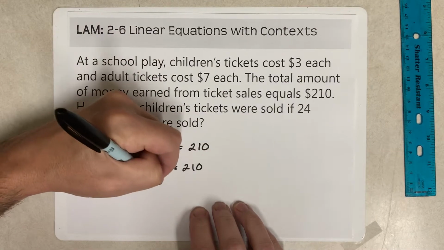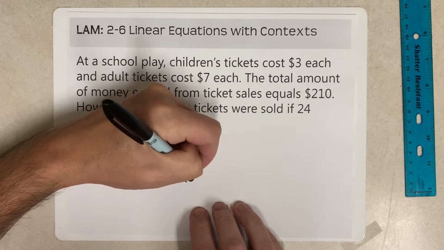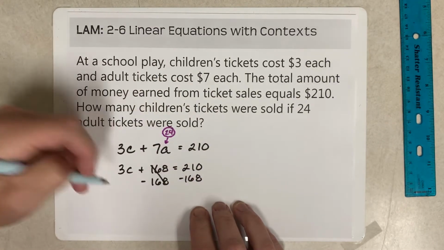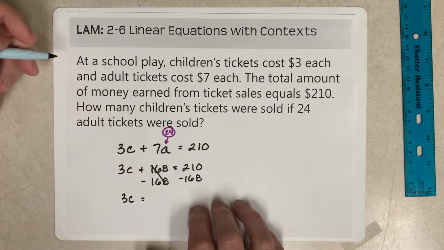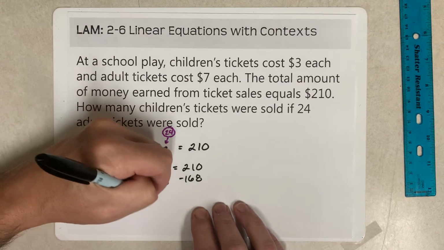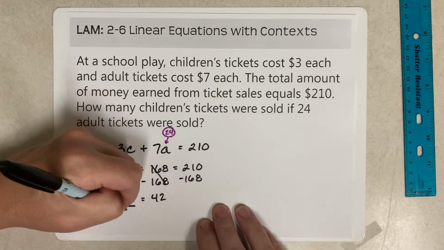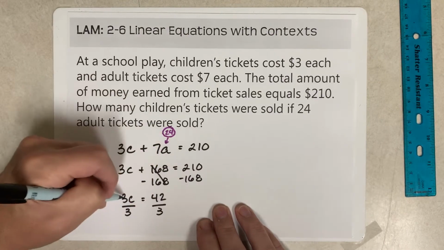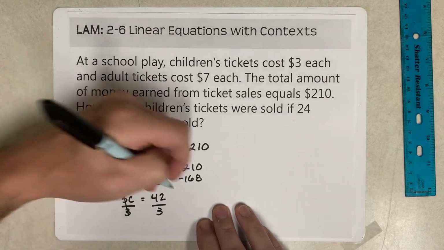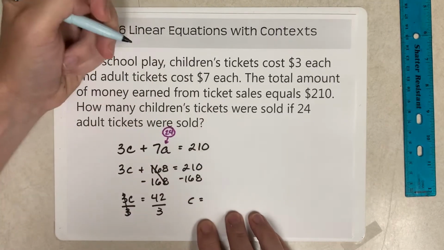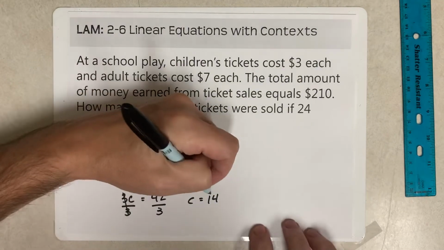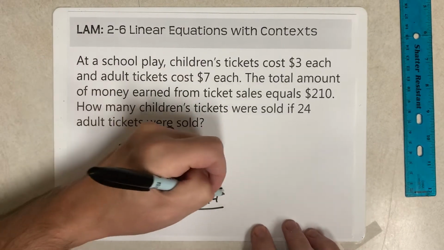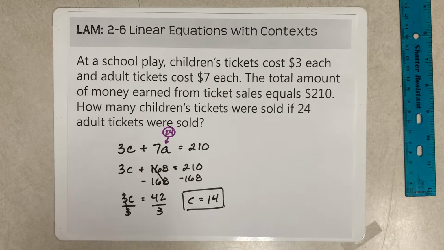It's just a two-step equation. Those cancel. Bring down my 3C equals, and 210 minus 168 should be 42. And so then we just divide by 3. And so then C is going to be equal to 14, because 42 divided by 3 is 14. And so now we know that there were 14 children's tickets that were sold. And we'll box in our answer, and we are done with that one.